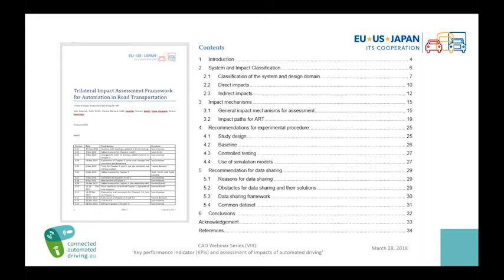This is what the framework document looks like. This is version number 1, which was published in January 2017, so a little bit more than a year ago. We will publish a new version next month. The content of the framework includes introduction, system and impact classification, impact mechanisms, recommendations for experimental procedure, and some recommendations for data sharing, as well as conclusions.